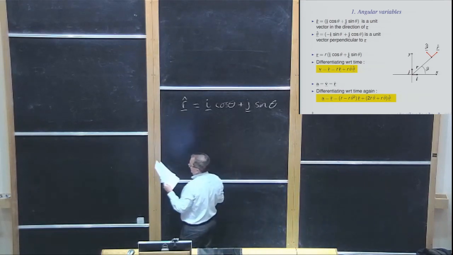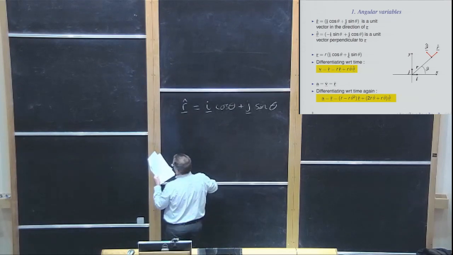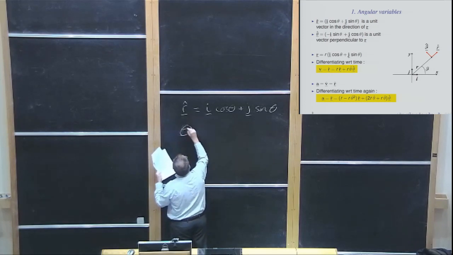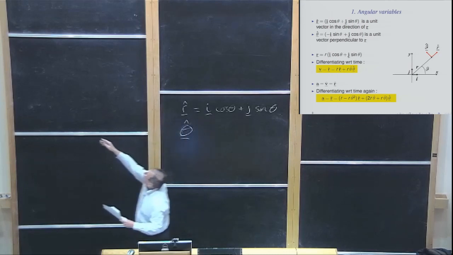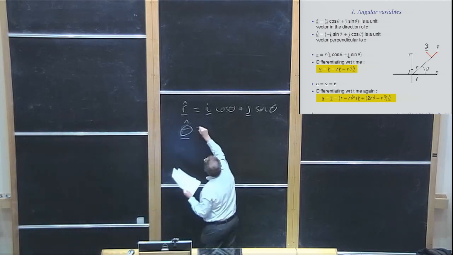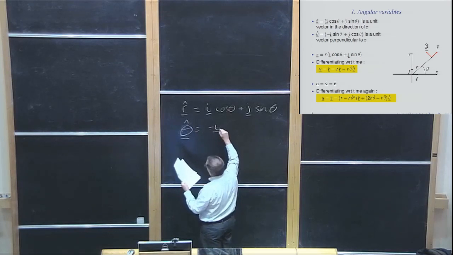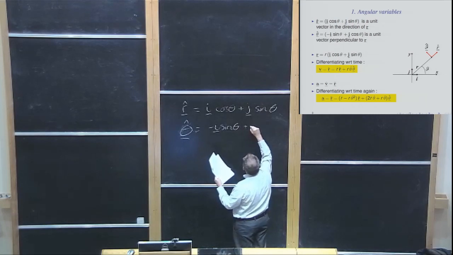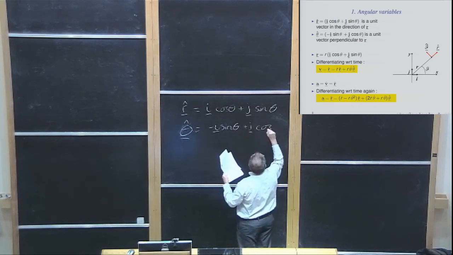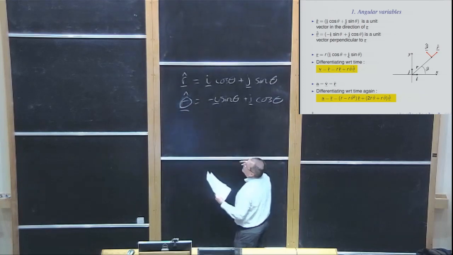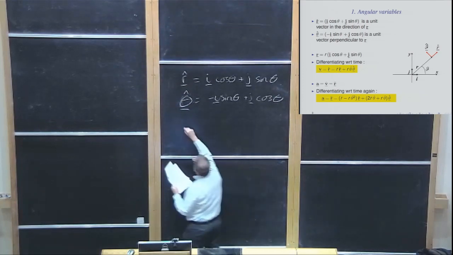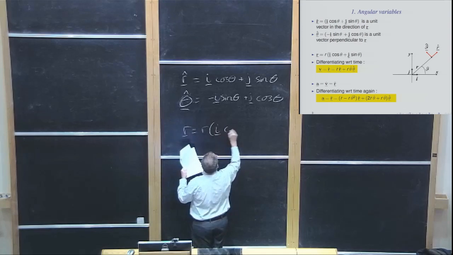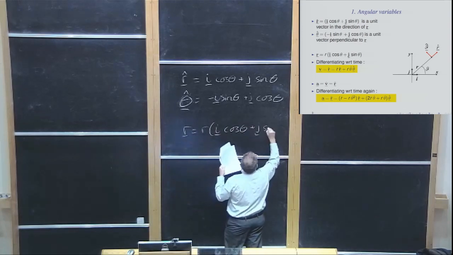Let us then write r hat, the actual vector itself, and we have perpendicular to this another vector which is theta hat. I'm just writing here the expressions which are on the slide. So that is, if you resolve this, you can see this is minus i sine theta plus j cosine theta. Okay, and then r itself, so the position vector then is, of course, nothing more than r, the scalar, times i cosine theta plus j sine theta.